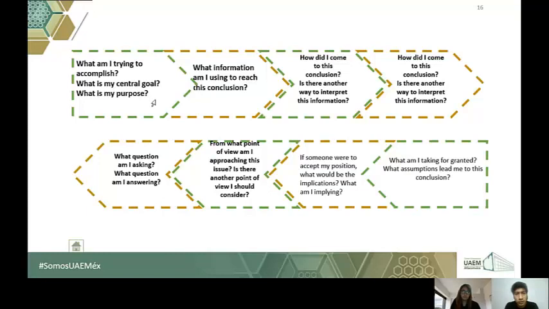For points of view, I must ask myself from what point of view I am approaching this, or if there is another point of view I should consider. Finally, for question, I must analyze what question I am asking and what question I am answering.